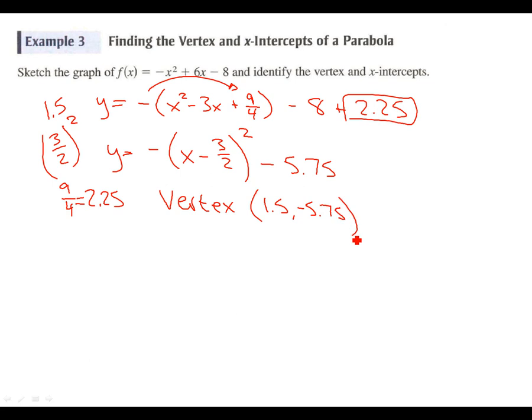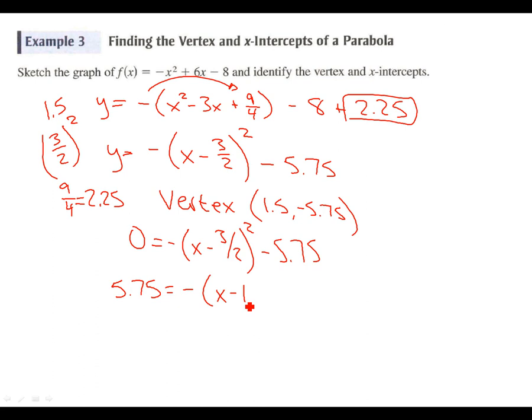And our x-intercepts, okay, we haven't solved for x-intercepts yet, but we could by making y 0. And so let's solve this. Okay, so first things first, we'll move the 5.75 to the other side, and we're going to get 5.75 equals negative x minus 1.5 squared, and so then we'll divide by the negative 1 and get negative 5.75 equals x minus 1.5 squared.